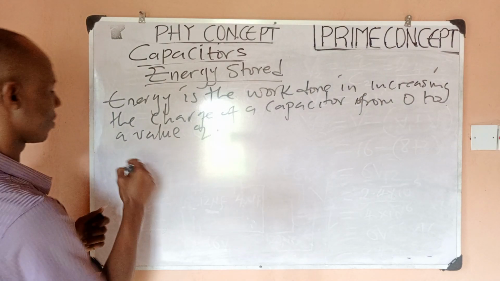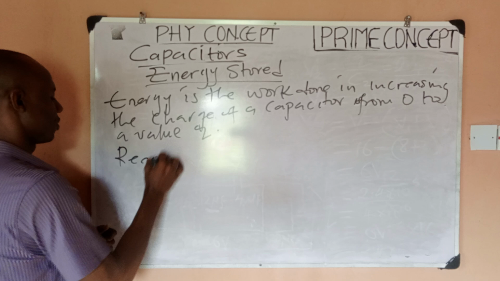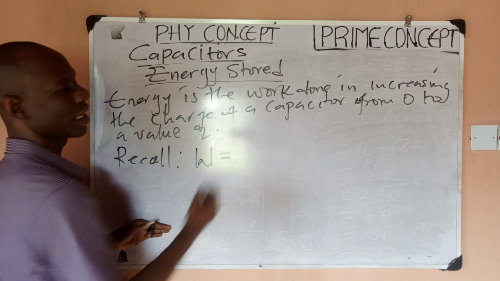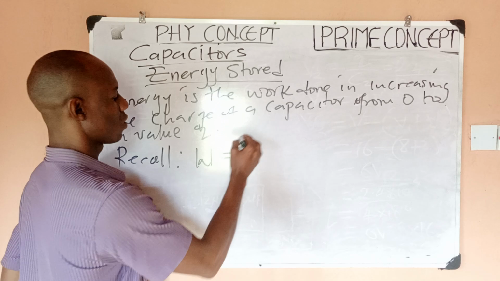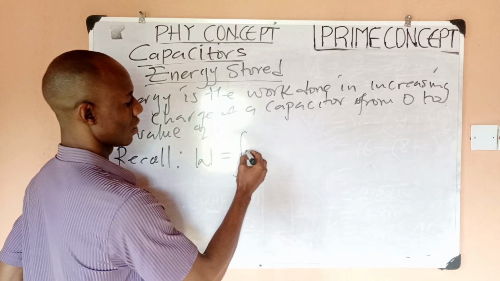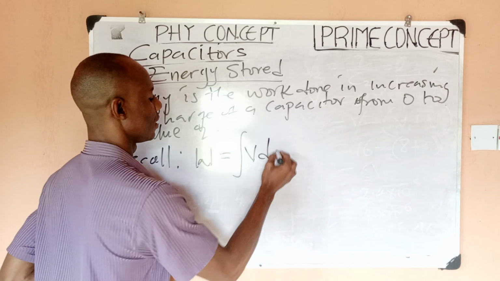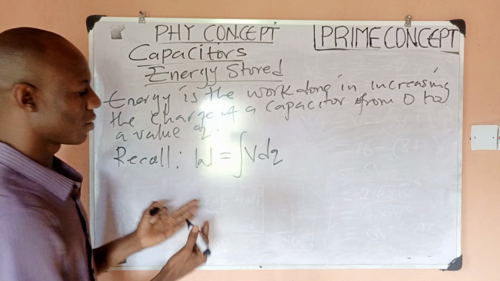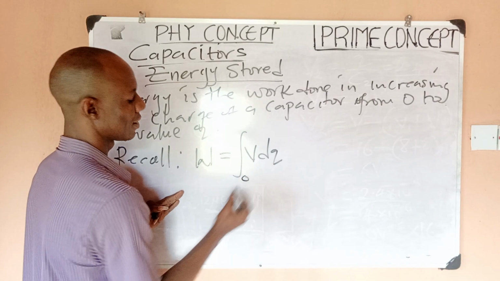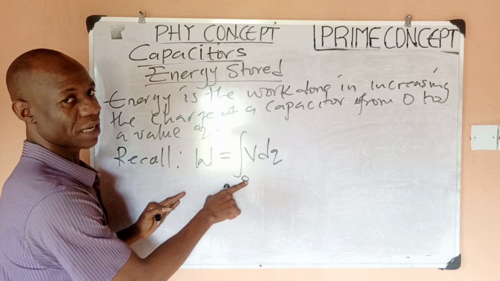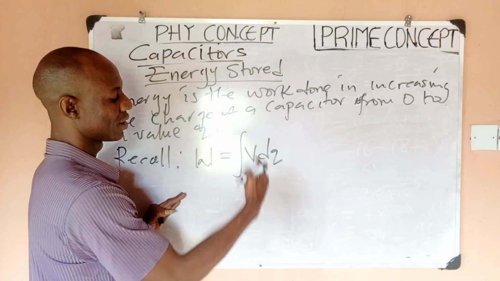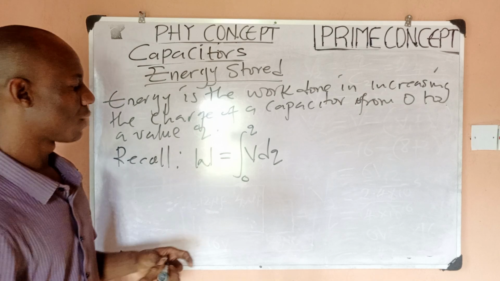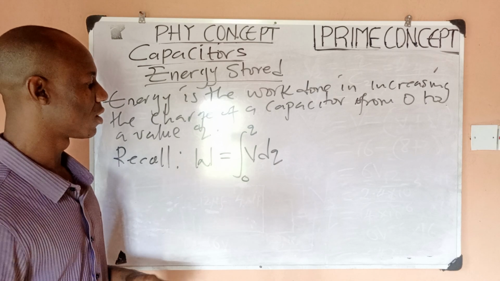Now if you recall, work done W is actually equal to what? Is equal to the integral of V dq, right? Now we want to charge our capacitor from an initial point where the charge on that capacitor is 0. We want to increase it from a value of 0 to a value of what? Q. Now with this, we can find the work done, right?